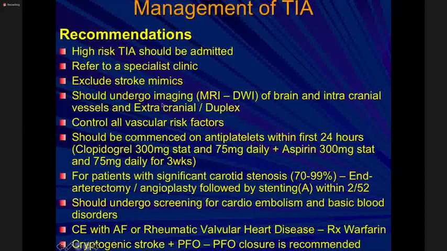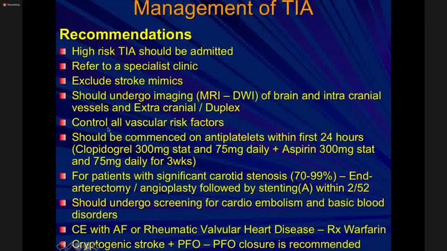And then you need to control all vascular risk factors. Immediately, if the blood sugar is about 300, 400, you could achieve the ideal control of blood pressure and blood sugar, right? For all vascular risk, you could give high dose of statins, atorvastatin 40 milligrams we generally use.